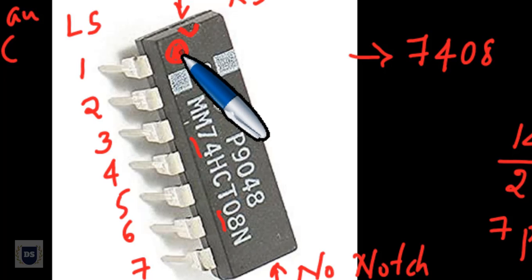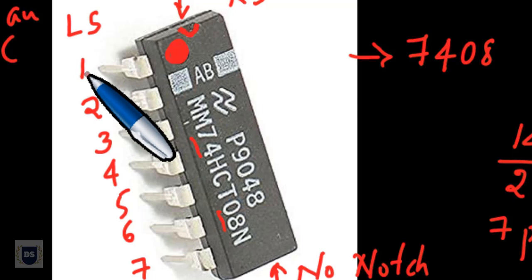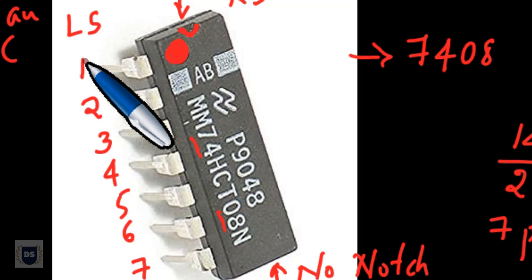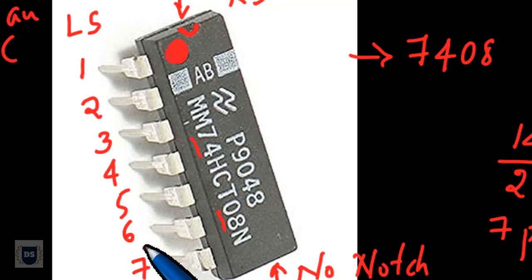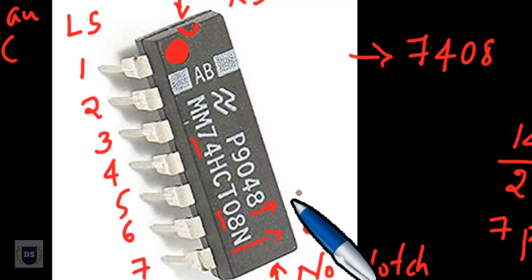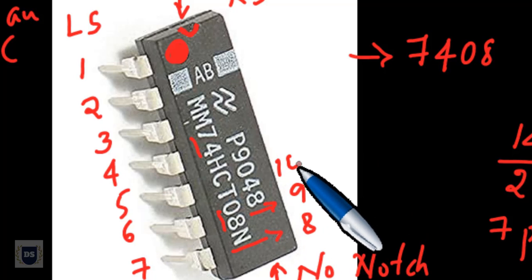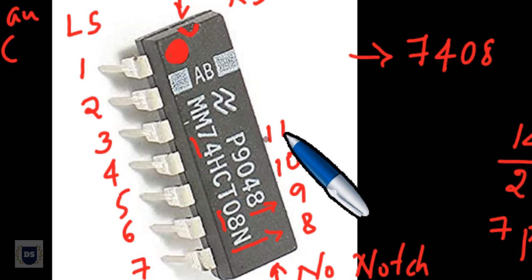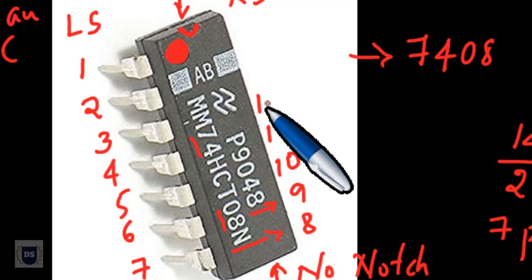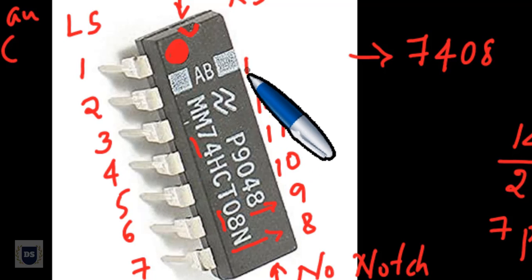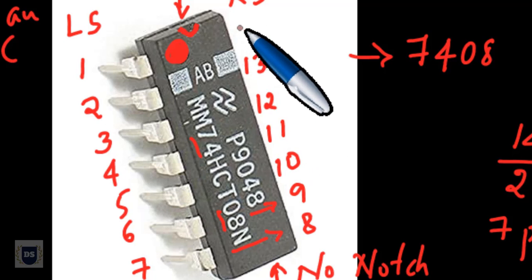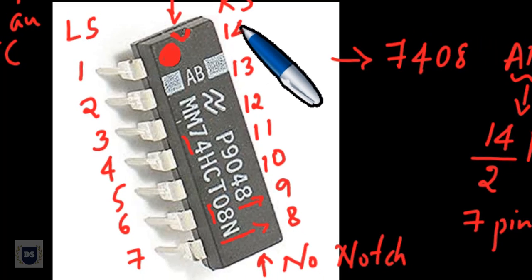This circle over here signifies pin number 1, and it is telling us that we have to start our pin count from this end. So this is my pin number 1, 2, 3, 4, 5, 6, 7. On the other hand, exactly opposite to pin number 7, I'll have pin number 8, followed by pin number 9 exactly opposite to pin number 6. Likewise, pin number 10 exactly opposite to pin number 5, pin number 11 opposite to pin number 4, pin number 12 opposite to pin number 3, pin number 13 opposite to pin number 2, and pin number 14 exactly opposite to pin number 1.